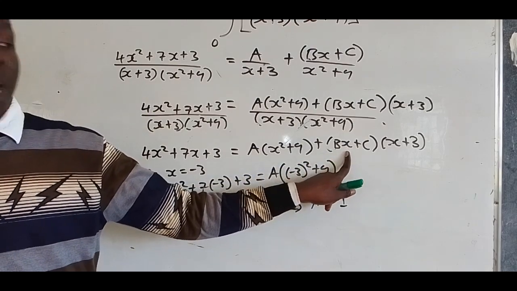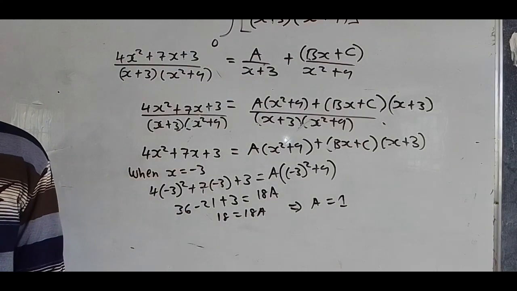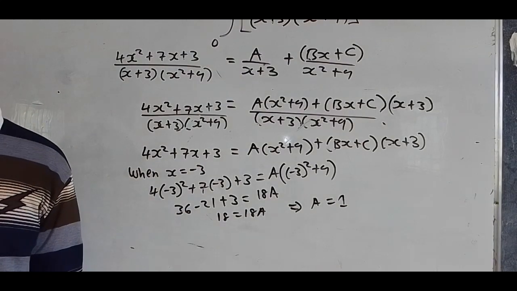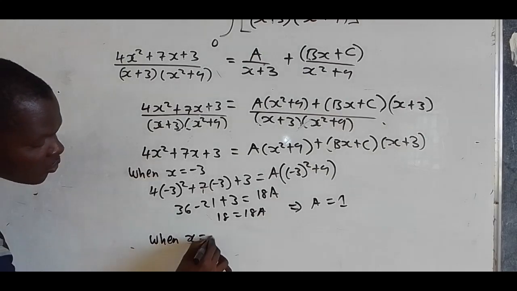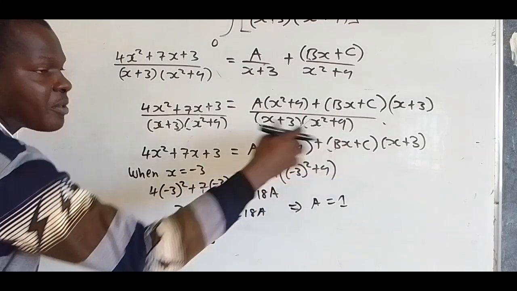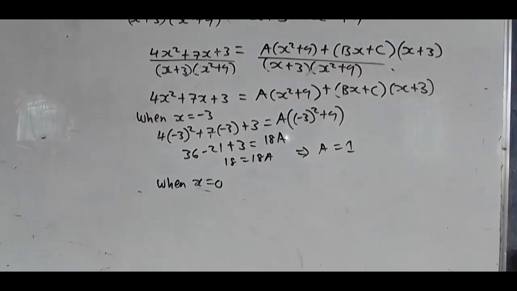And when b has disappeared, even if you remain with a, where there is a, you are going to put the value of a, isn't it? Because you've already found the value of a. So when x is equal to 0, b times 0 is 0. b disappears, isn't it? Are we together? So do that. When x is 0, what do we have?